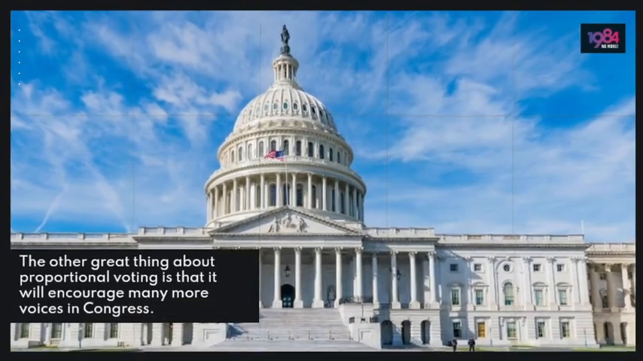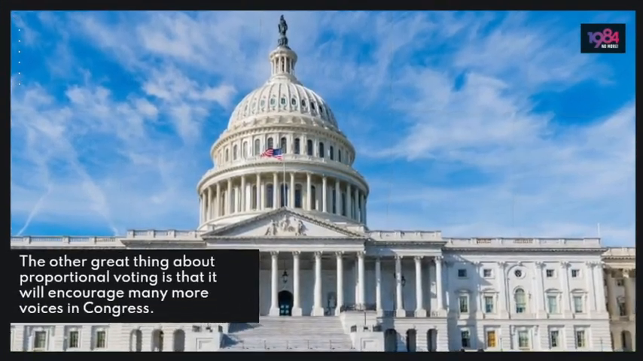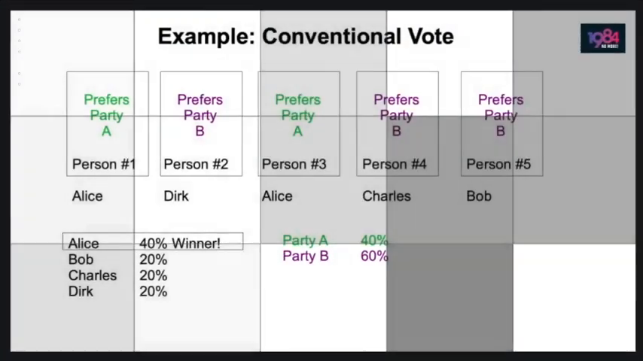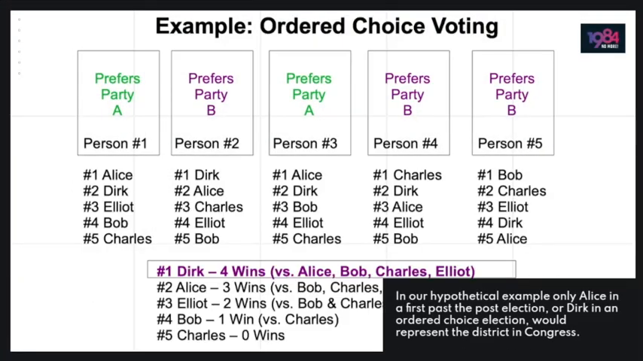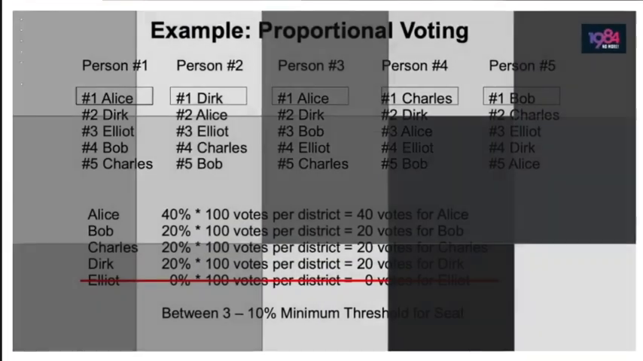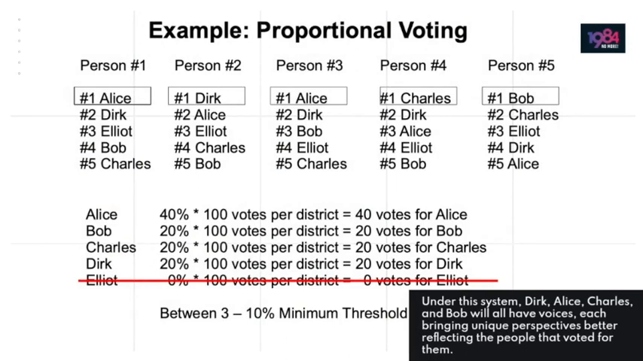The other great thing about proportional voting is that it will encourage many more voices in Congress. In our hypothetical example, only Alice in a first-past-the-post election, or Dirk in an ordered choice election, would represent the district in Congress. Under this system, Dirk, Alice, Charles, and Bob will all have voices, each bringing unique perspectives better reflecting the people that voted for them.